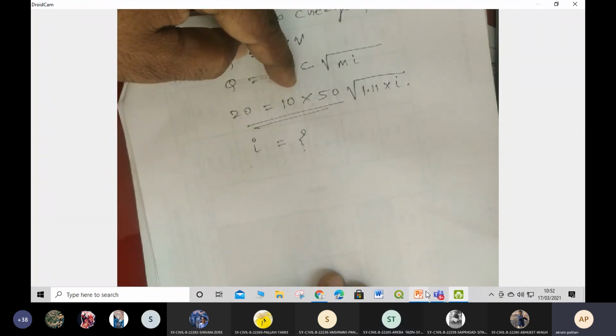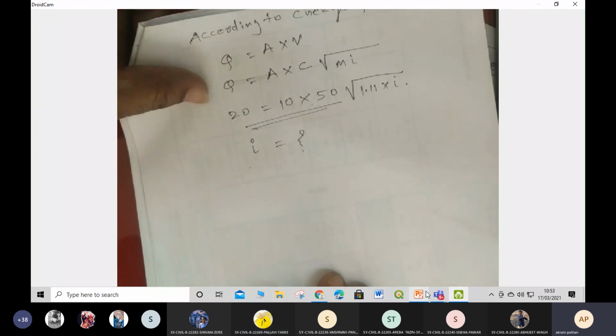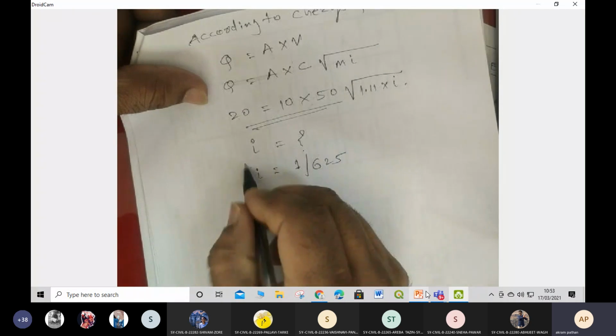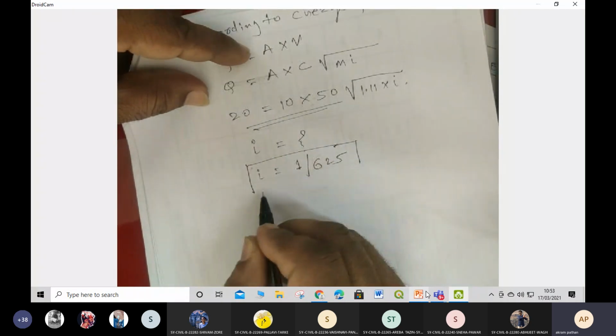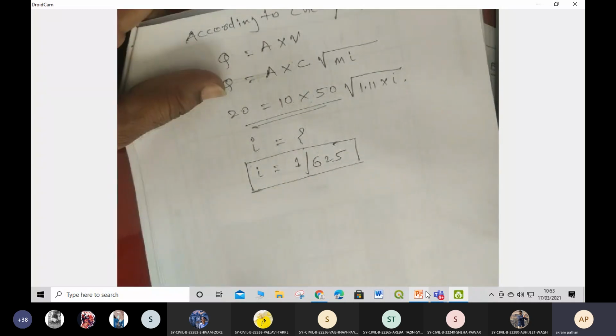26.33. Yes. I is 26.33. Is it correct? 1:625. 1:625, okay. So I is 1:625, correct. So this is the bed slope, okay. So I is equal to 1:625.